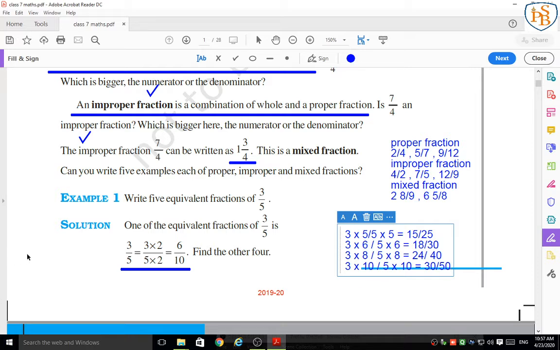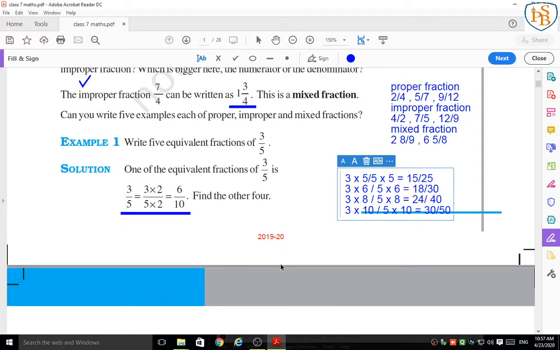Students, do you get how we can find equivalent fractions? Okay, very good. Now we are going to solve our next example.